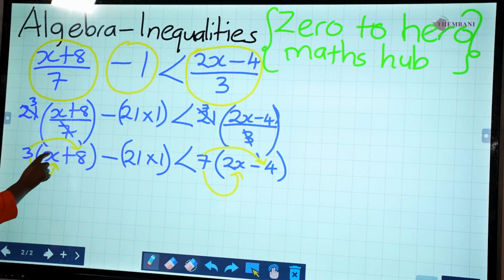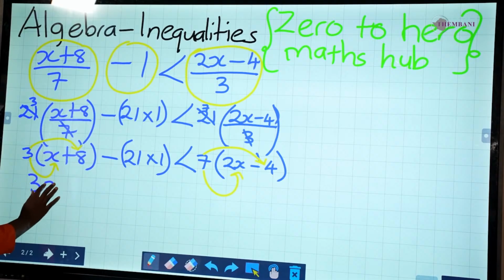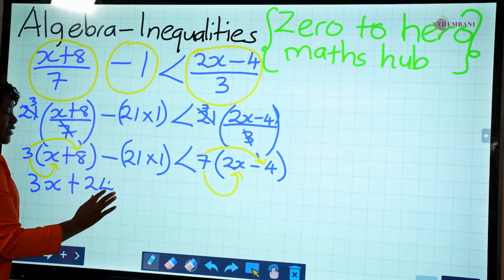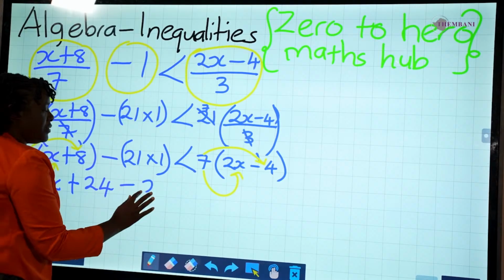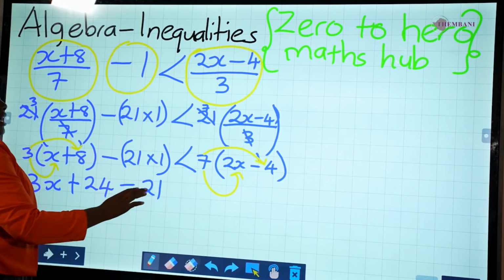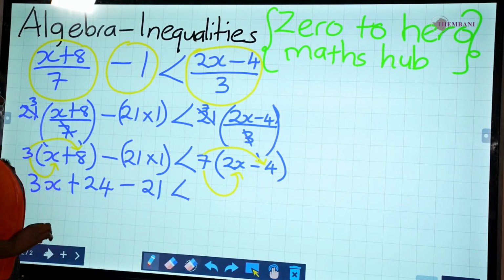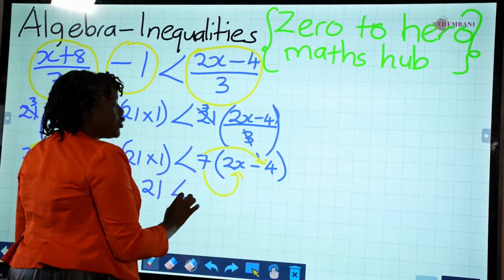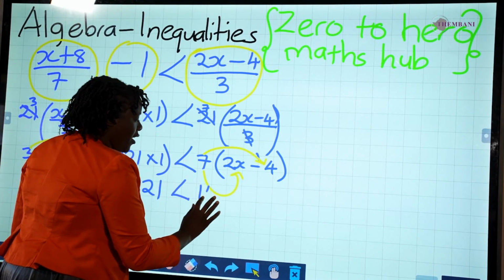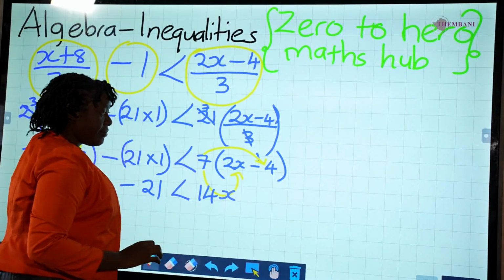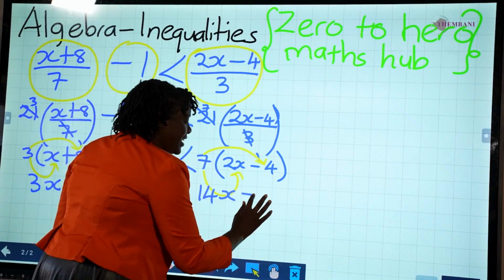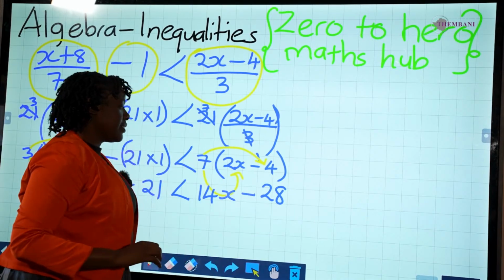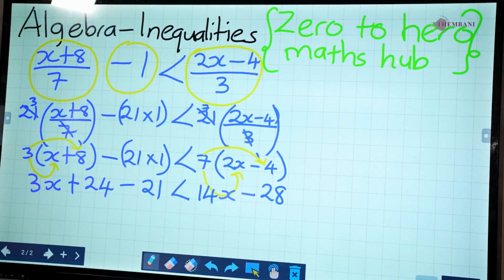So 3 multiplied by x is going to give me 3x, plus 3 multiplied by 8 is going to give me 24, minus 21 multiplied by 1 is going to give me 21. And this is less than 7 multiplied by 2x, which gives me 14x. 7 multiplied by negative 4 is going to give me a negative 28. From there, I'm going to group like and unlike terms.